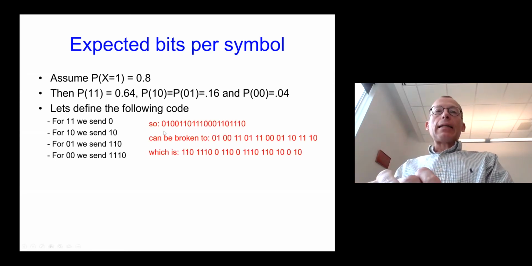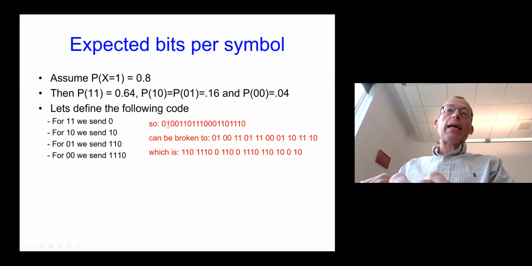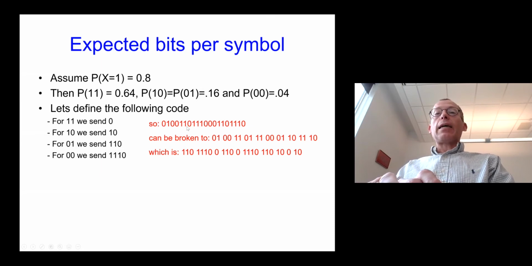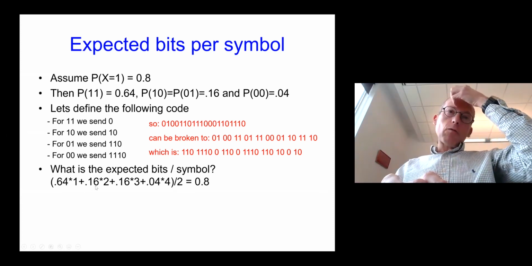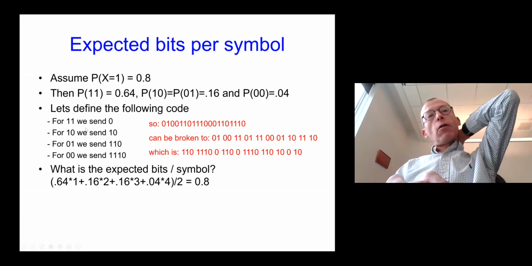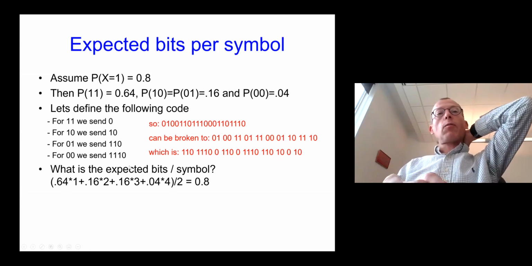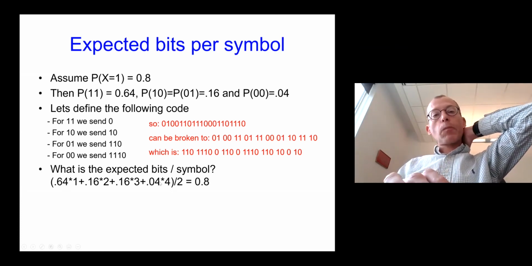Right, so let's say that I got this outcome. So I have tail, head, tail, tail, head, head, tail, head, and so forth. So I'm breaking it into pairs, and this is what I'm sending you. Okay, so this is just an example. But what's the expected number? The expected number is going to be the probability of 1, 1, which is 0.64, times the number of bits that I'm sending, 1, plus the probability of 1, 0, times 2, plus the probability of 0, 1, and the probability of 0, 0.